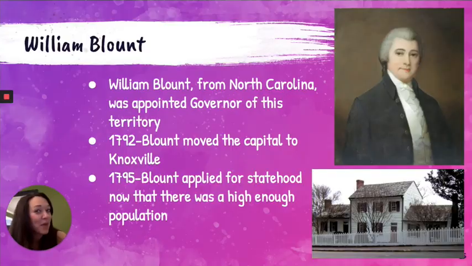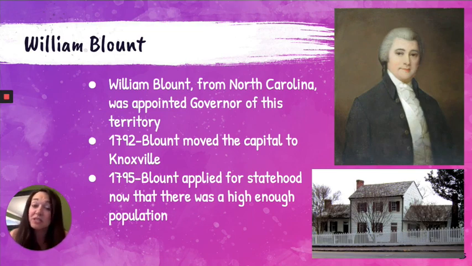So what ends up happening is William Blount comes from North Carolina, and he was appointed our governor. So this is exciting. He's a fabulous man. He does a lot of wonderful stuff. In 1792, Blount moved the capital to Knoxville, right here where we live, which is pretty awesome. And then in 1795, Blount was the one that applied for statehood once we had a high enough population. Again, I'll explain in just a minute.